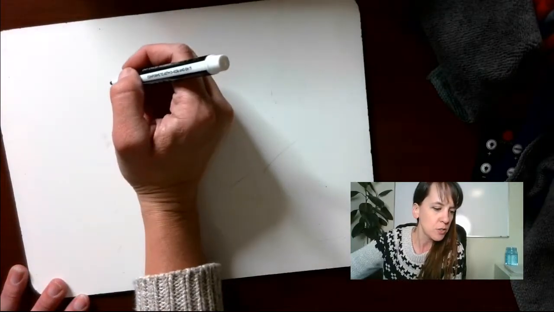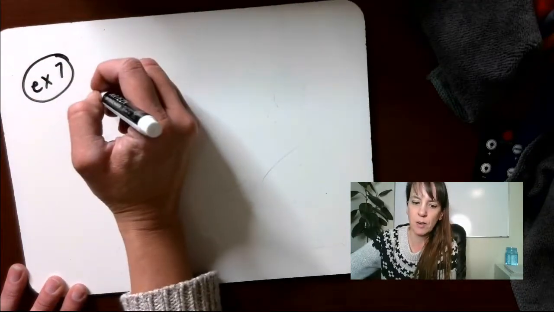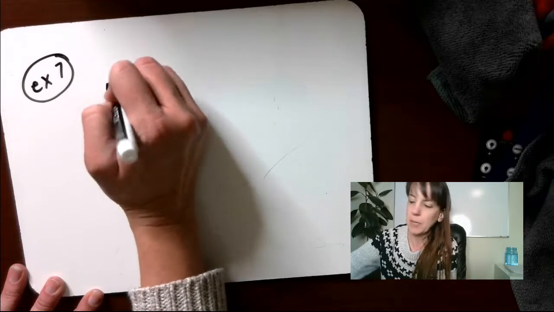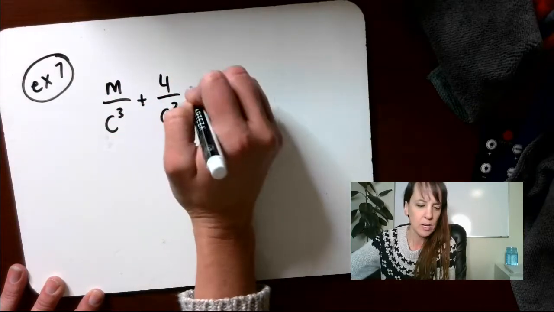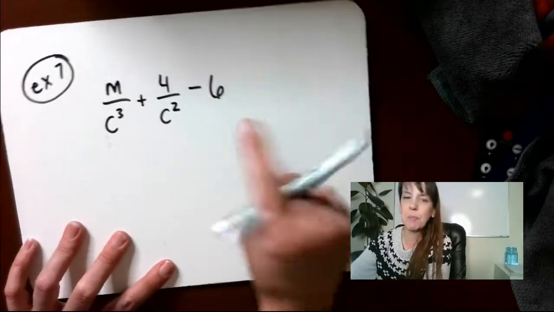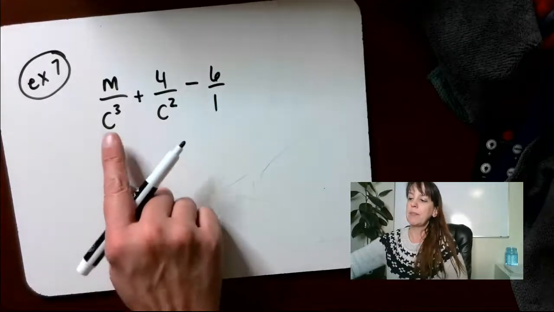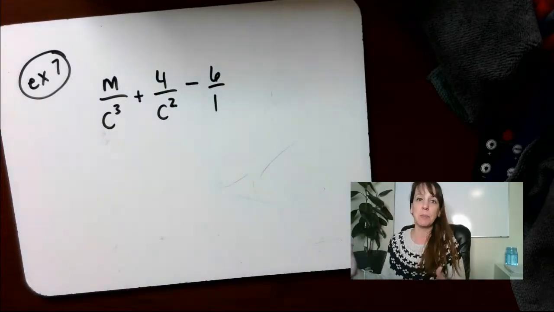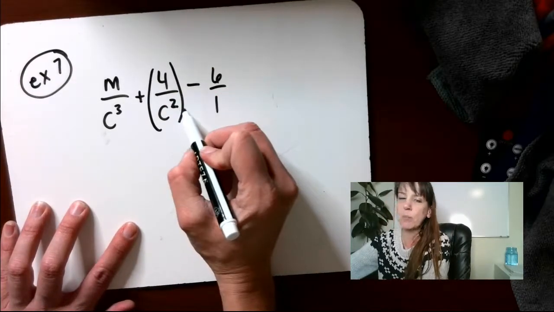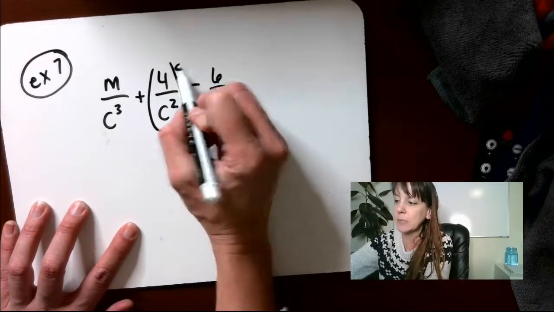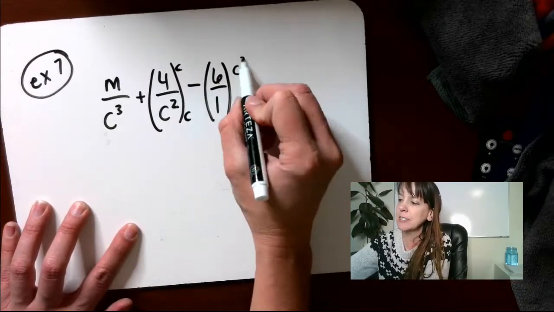Okay, so let's do example 7. Not one more, we've got a couple more. C to the third plus 4c squared minus 6. Now, that minus 6, right away I'm going to put over 1, because otherwise I'm going to confuse myself. Now I have 3 c's and 2 c's, and I need a maximum of 3 c's, so I don't need to multiply this one by anything. But this one over here needs one more c, so I'm going to multiply this by c, this by c. Right here, I'm going to multiply by c to the third, c to the third.